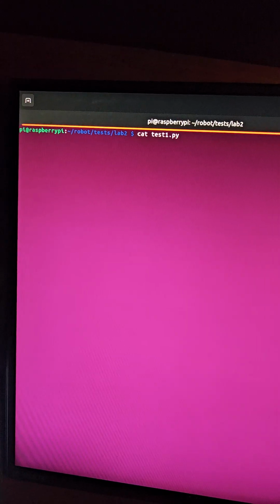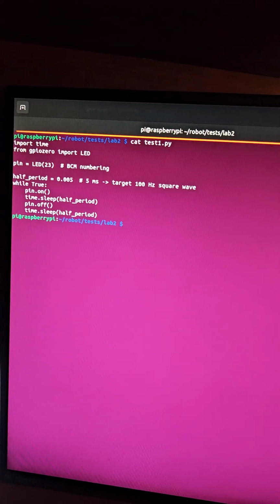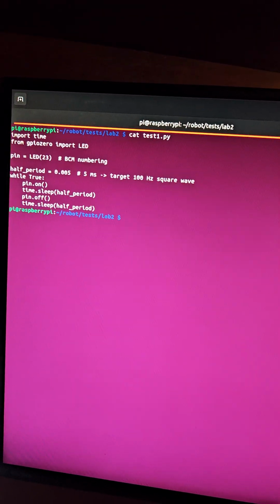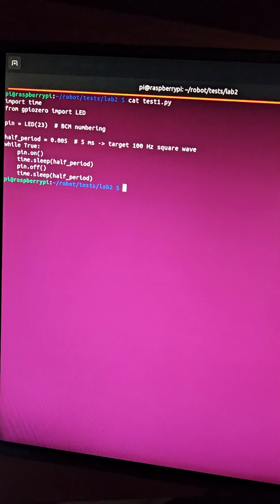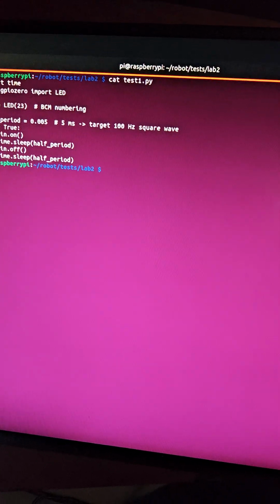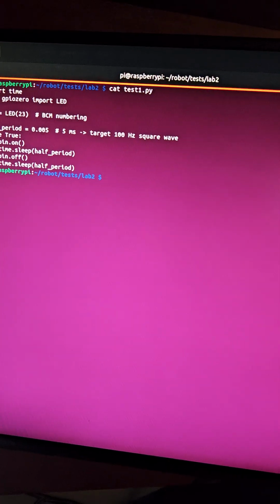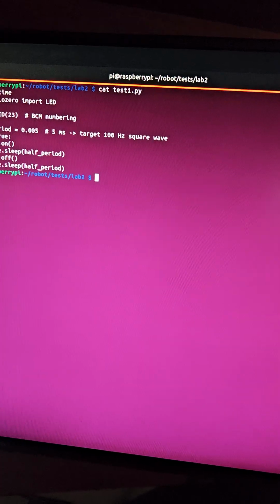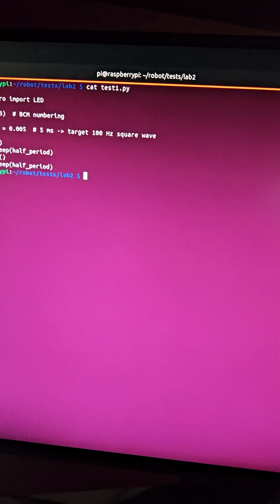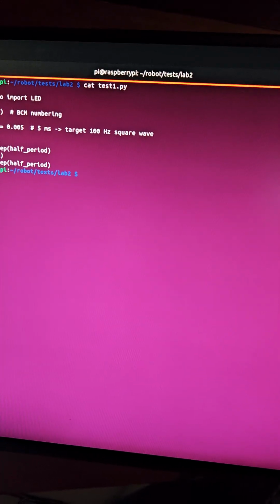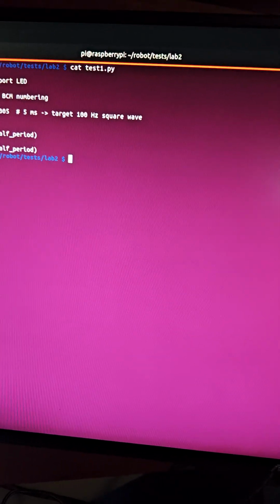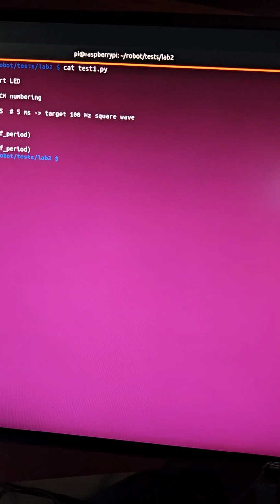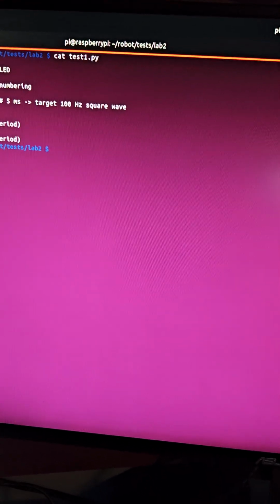Here is the Python script. It turns the pin on, it waits 5 milliseconds, then turns it off and waits around 5 milliseconds. That makes one full cycle 10 milliseconds, which should produce a 100 Hz square wave.